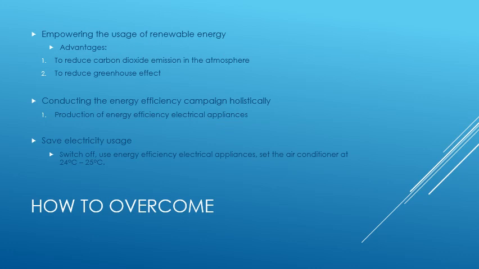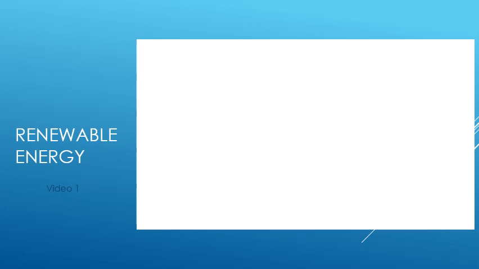How to overcome the problems? First, by promoting the usage of renewable energy to reduce carbon dioxide emissions in the atmosphere and to reduce greenhouse effects. Second, by conducting energy efficiency campaigns holistically, so that energy efficient electrical appliances will be produced and used efficiently. And third, by safe electricity usage. Switch off, use energy efficient electrical appliances, and set the air conditioner at a temperature of 24 to 25 degrees Celsius. Okay, now let's take a look at this video.